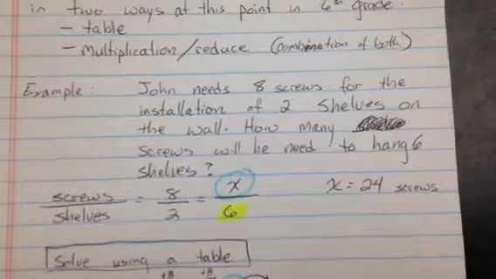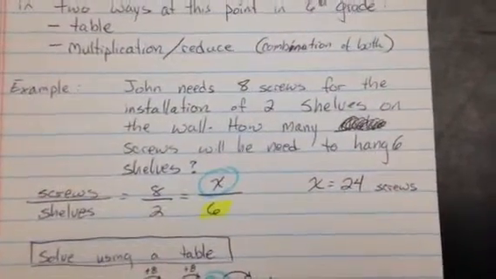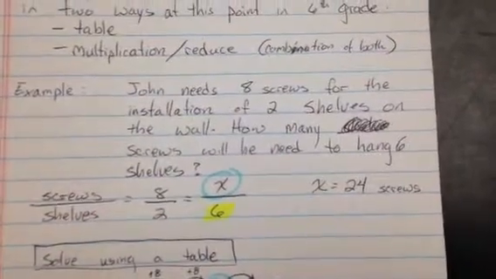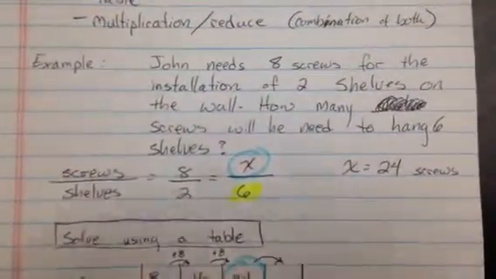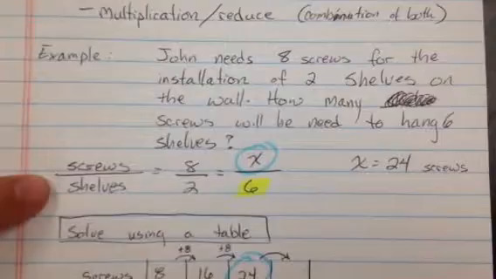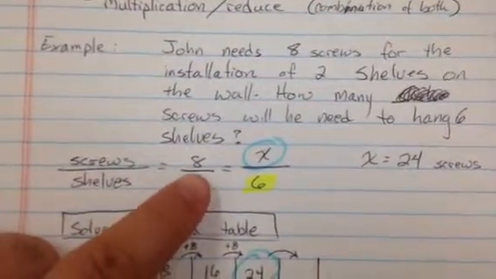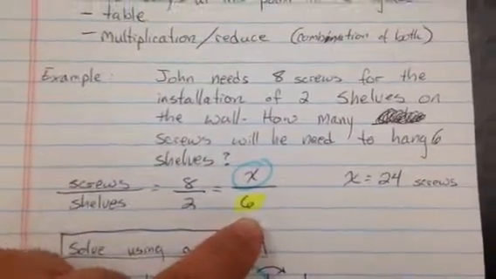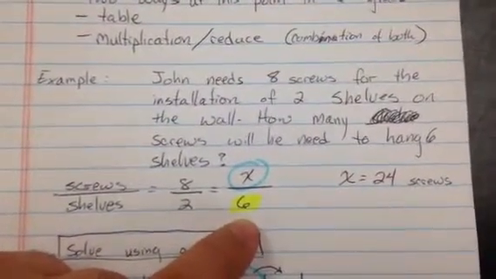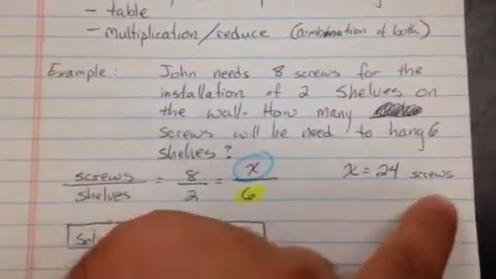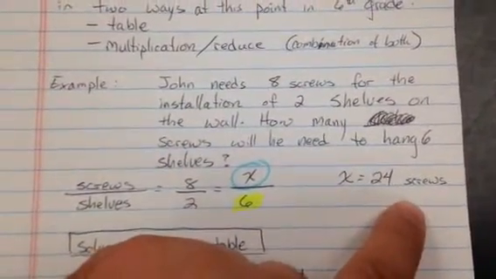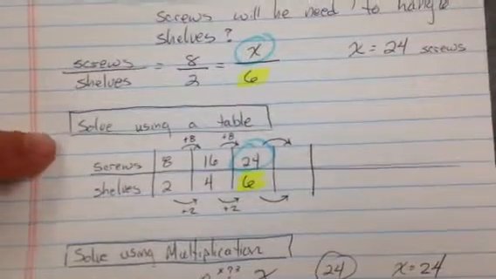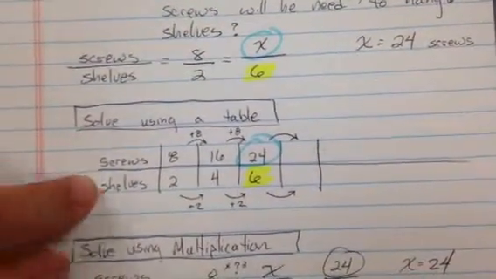So the example: John needs 8 screws for the installation of 2 shelves on the wall. How many screws will he need to hang 6 shelves? I set up my word ratio, screws to shelves. There are 8 screws needed for 2 shelves. We want to find out how many it will need for 6 shelves, and the answer is going to turn out to be X equals 24 screws. This is how we're going to solve that using our table. We set up screws and shelves.